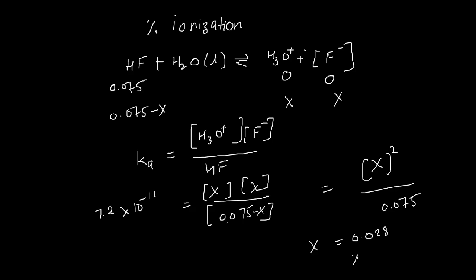Then you can calculate the percentage, how much of the HF is going to be ionized. If the initial concentration is 0.075 moles, it is going to be ionized by 0.028, divided by the initial concentration, times 100. So this is the percentage ionization of the HF. Like this you can calculate.